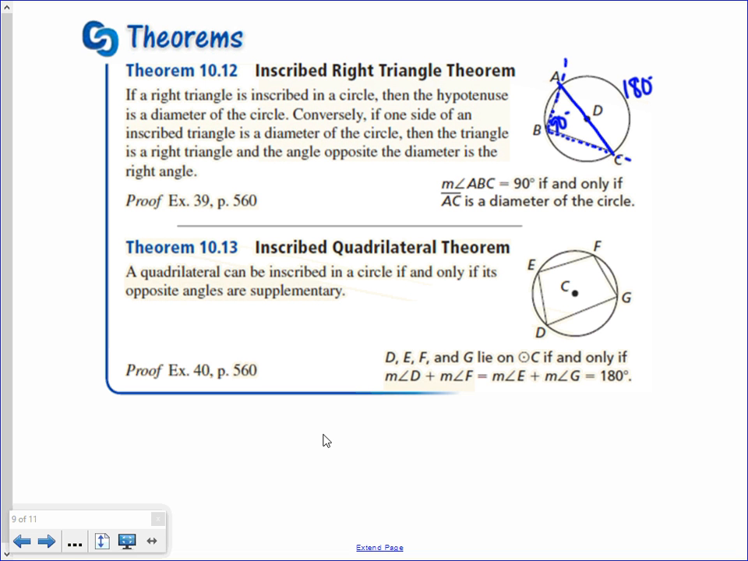It says if a right triangle is inscribed in a circle, the hypotenuse has to be the diameter and vice versa. If you see a diameter, the angle across from it has to be your right angle.